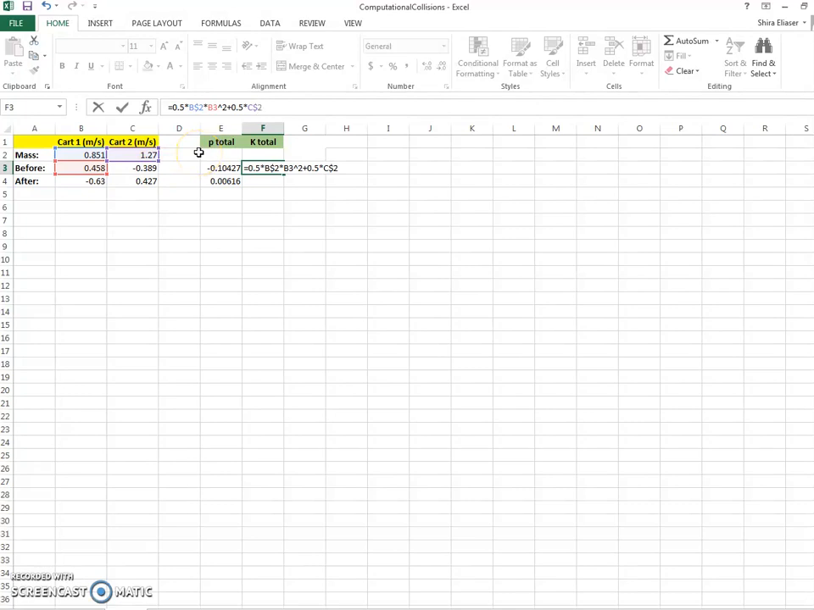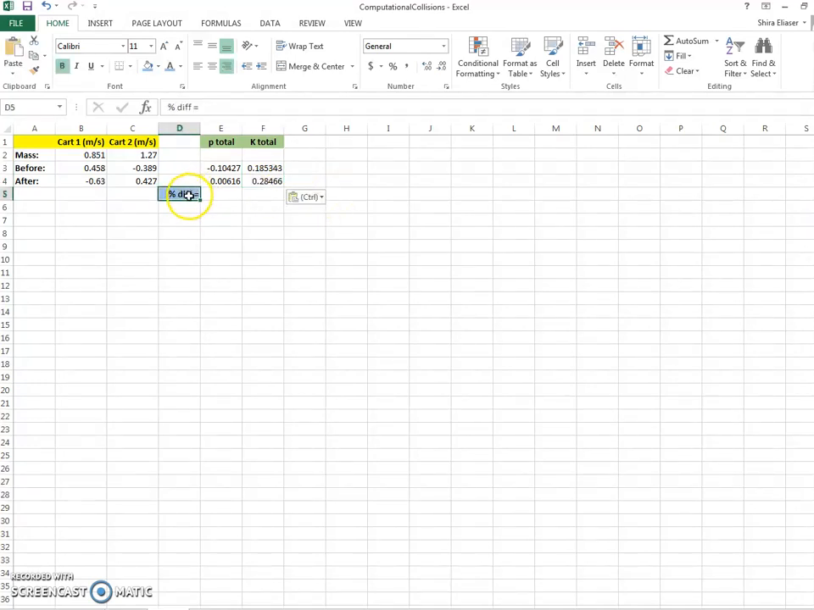Remember, don't click. Use those arrow keys to navigate around. Times, there we go, v squared. And that we ought to be able to control D, fill down nicely. Next up, percent error or percent difference.